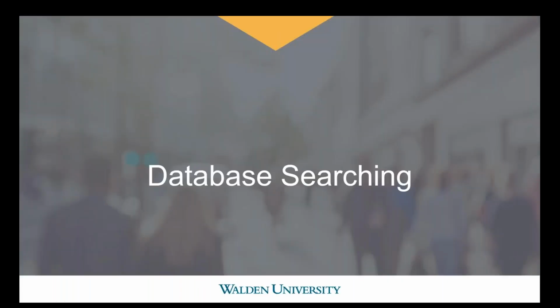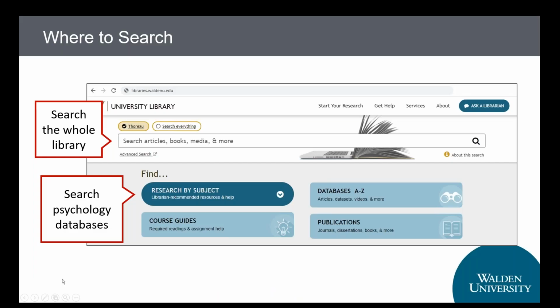So we are going to start with database searching and what that looks like in the Walden Library. As a refresher, there are two main points of entry that you can search in the library database. There is that top search box that we call Thoreau, and that searches the whole library for the most part. Then there is the research by subject button, where you can go to search psychology-specific databases.